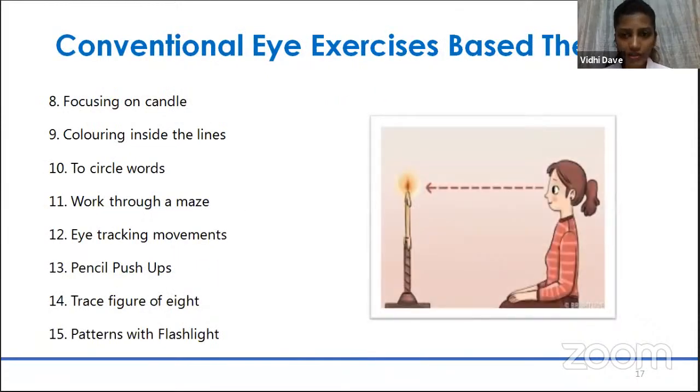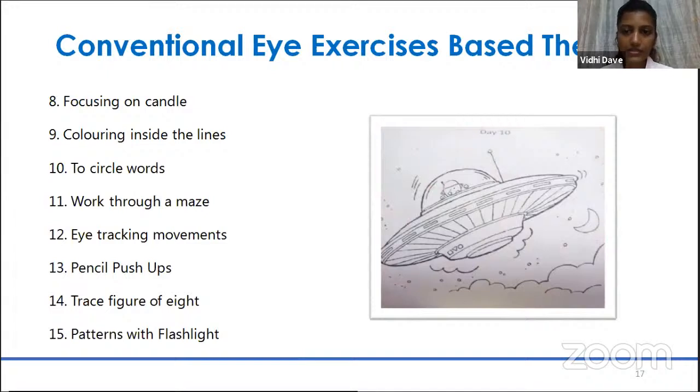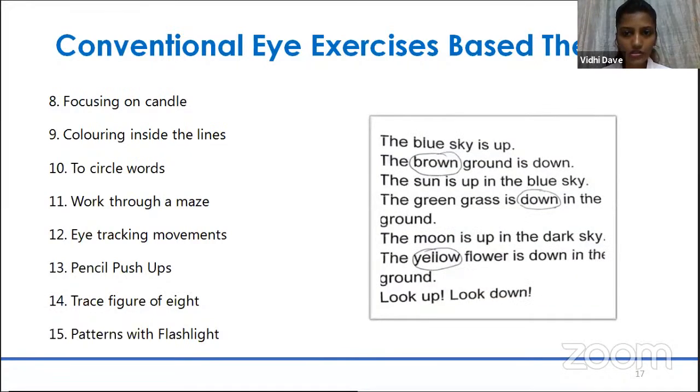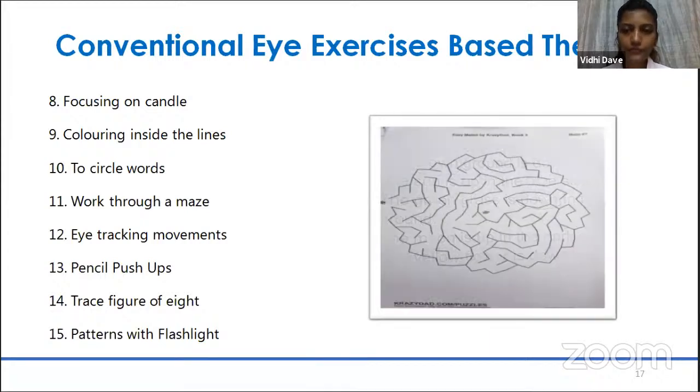Next up is focusing on candles. We start doing this in a dim room, and then we start focusing in a well-lit room. Next is coloring inside the lines. Again, the lines are narrowed down as and when we want to increase the difficulty level. To circle the words, this is similar to what I spoke about earlier. Working through the maze, we increase the difficulty of the maze and reduce the size of the maze.